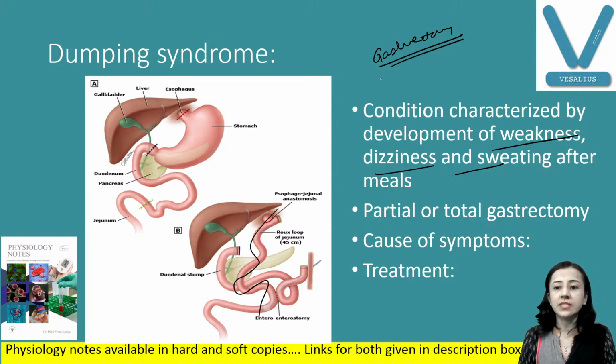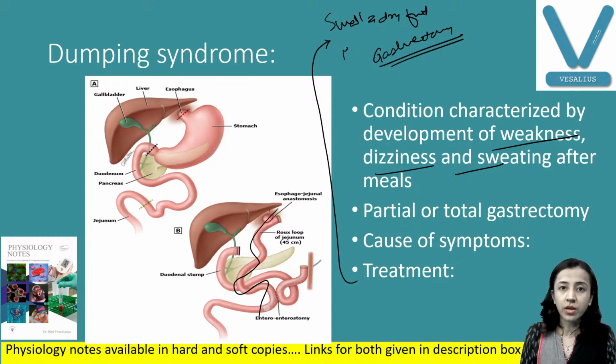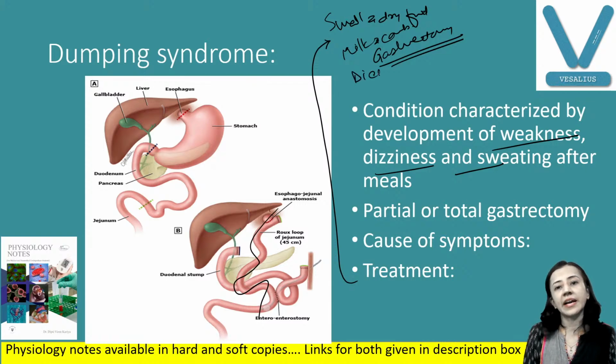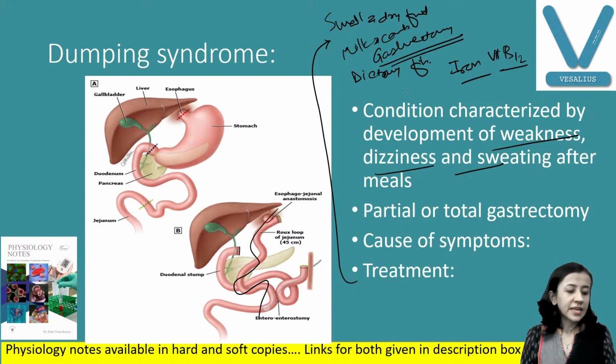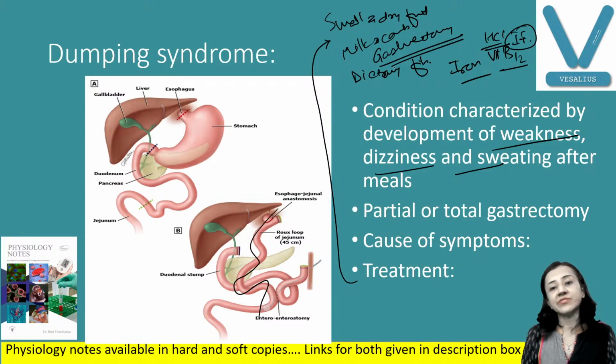So those are the effects. How can this dumping syndrome be treated or prevented? Those patients are advised to take small and dry food. Milk and carbohydrates are avoided, and dietary fibers are added. Iron supplements and vitamin B12 supplements are given, because they are not absorbed in absence of HCl, and the parietal cell's intrinsic factor is also not present. So these are all the consequences of gastrectomy.